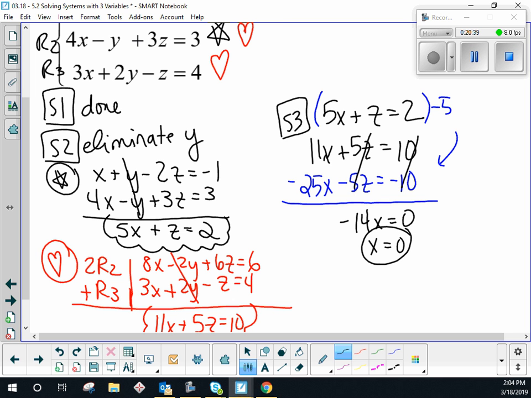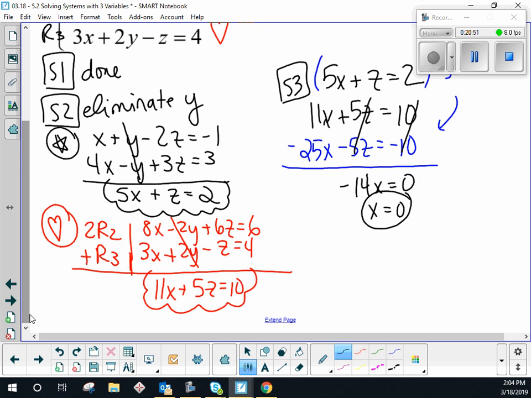So this system that we just solved for was x and z, but now I know x is 0, so I'm going to plug it back into one of those equations. Which one do you like better? Top one, me too. So plug it back in. So I've got 5 times 0 plus z equals 2. 5 times 0 is a 0, so z equals 2.